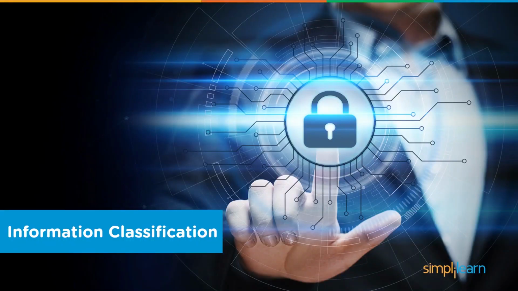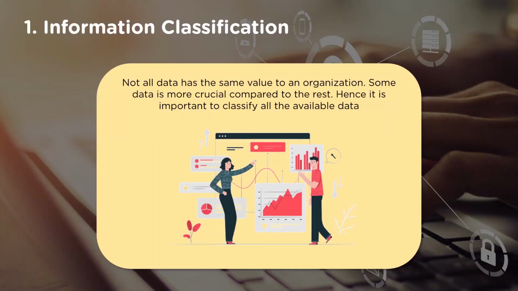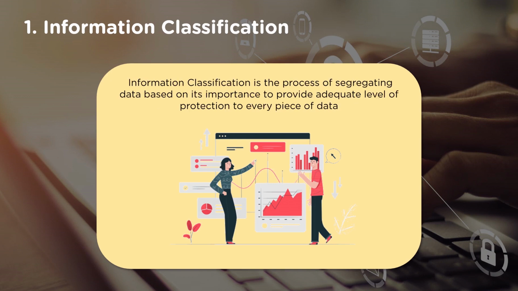First up, we have information classification. As you saw what happened in Tim's organization, it is understood that the importance of data varies largely. We have to classify data before we can move on to protecting it. We need to be able to identify which is the most crucial data with respect to our organizations. Information classification is defined as the process of segregating data based on its importance to provide an adequate level of protection to every piece of data.